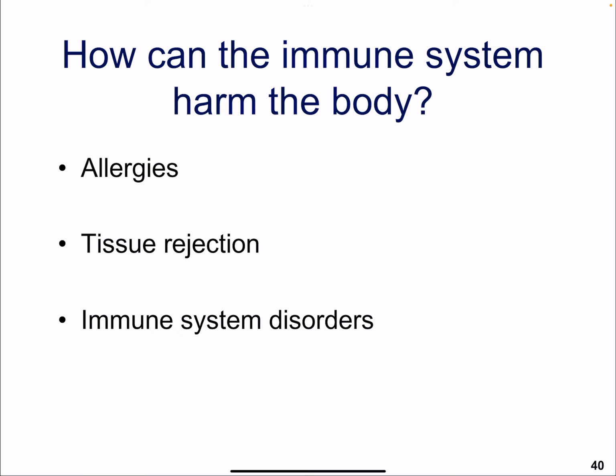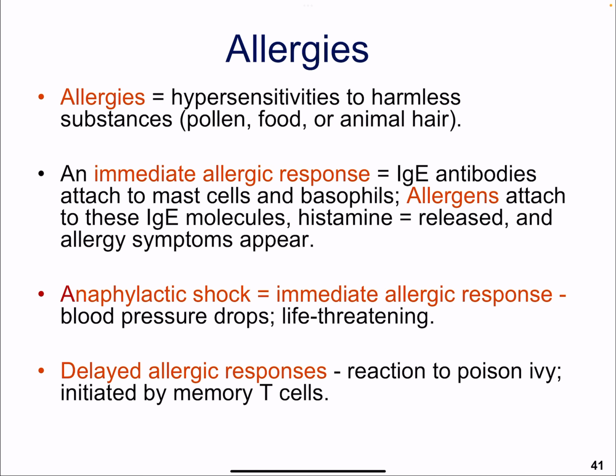Now, let's conclude this chapter with allergies, tissue rejection, and immune system disorders. First, allergies. Allergies are hyperreaction to harmless substances. Okay? This hyperreaction or hypersensitivity is going to be to pollen, food, animal hair.